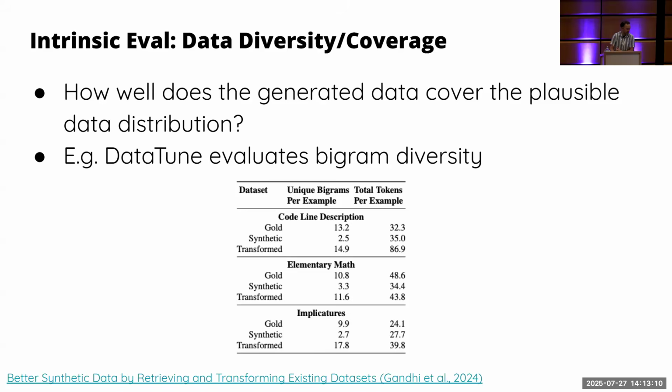Just to give one example from a paper, DataTune, by people in our group, here we looked at gold standard data, and then we looked at two methods for generating synthetic data. The first is just straight up generating synthetic data. The second is generating transformed data from existing data. We'll talk more about this later. What we did is we measured the unique bigrams per example, which basically tells you how much diversity there is in the data from the point of view of word bigrams. And we could see that there's a lot more diversity in the transformed data, demonstrating that we're avoiding the pitfall of generating very homogeneous synthetic data.